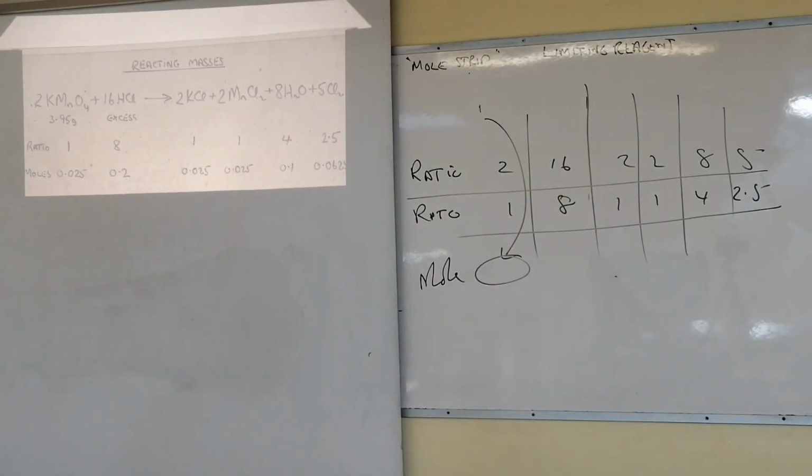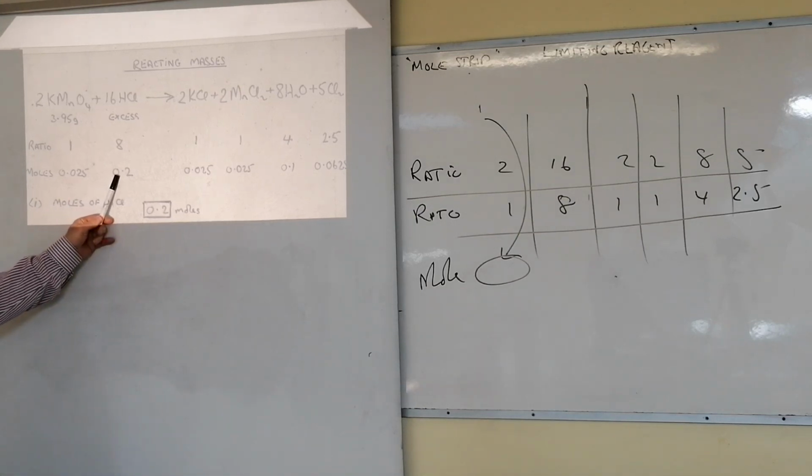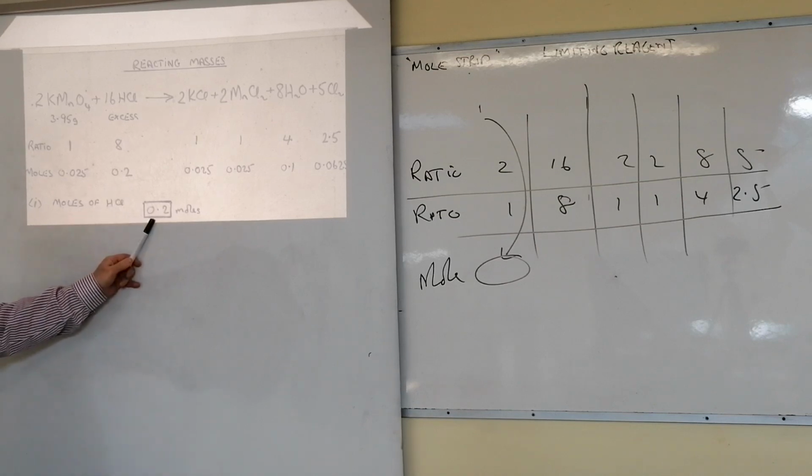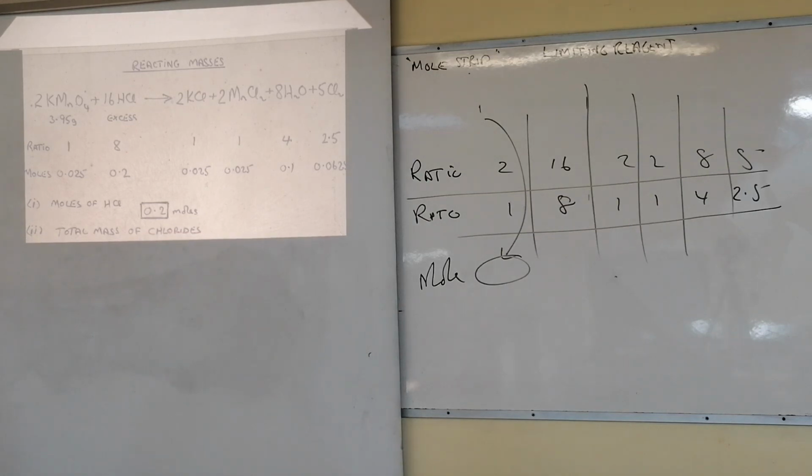First thing they asked you was, how many moles of hydrochloric acid were consumed in the reaction? And there's your answer, straight from the mole strip. Next, nearly everybody made a mistake with this. Calculate the total mass of chlorides produced in the reaction.